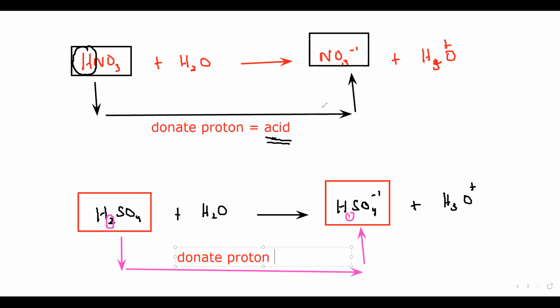Why are we using the term proton for hydrogen ion? Because another name for hydrogen ion is proton. The hydrogen atom contains one proton and one electron only. So inside the nucleus there is one proton, and around the nucleus there is one electron.